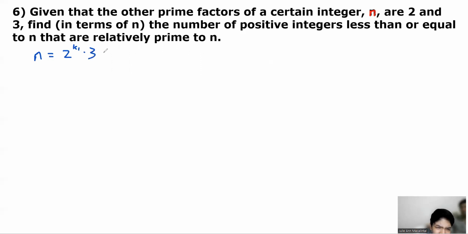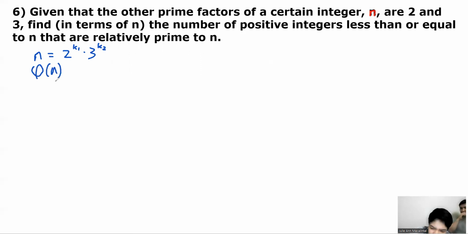I'm not going to specify anymore because we don't know yet. Yes. And then 3. Nice. Okay, so the number of positive integers less than or equal to n that are relatively prime to n. That's essentially the totient function of n. So we just need to find the totient function of n.